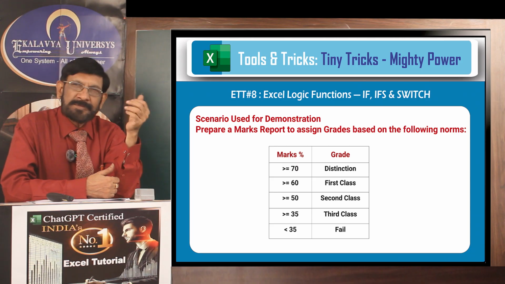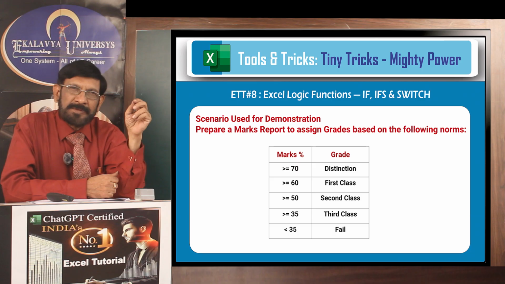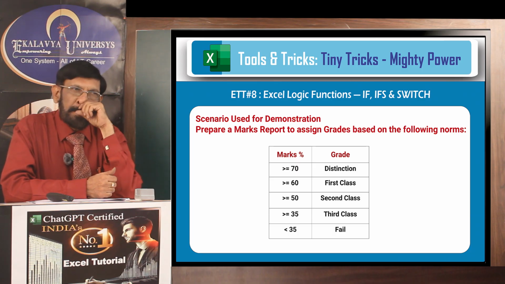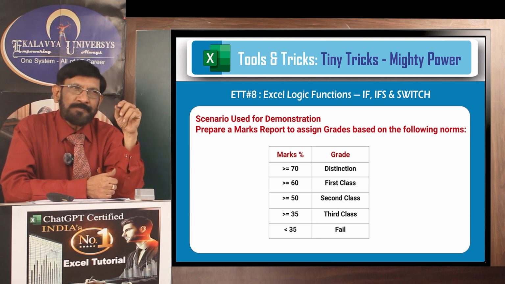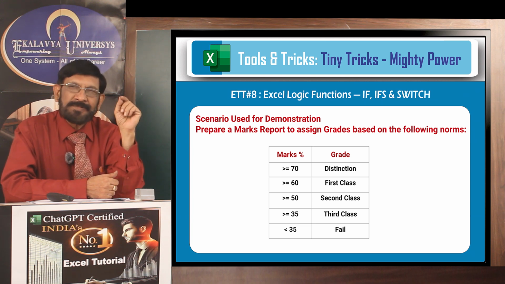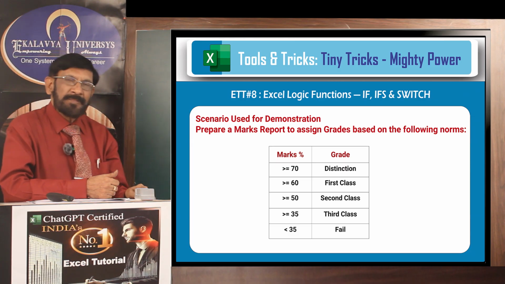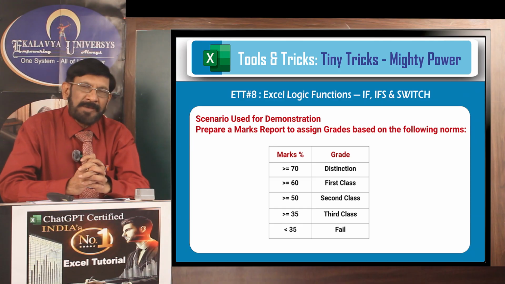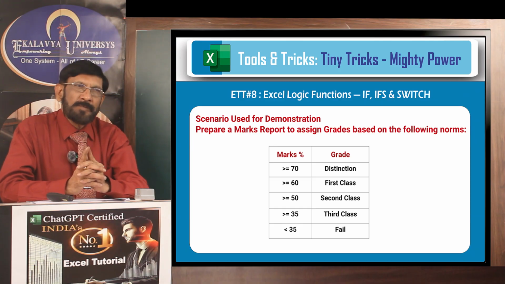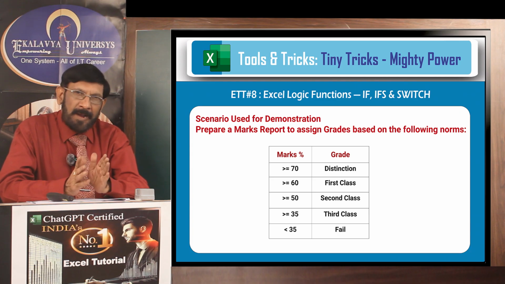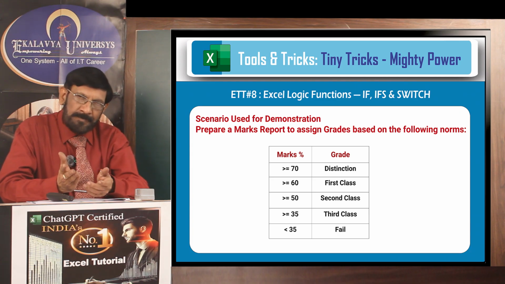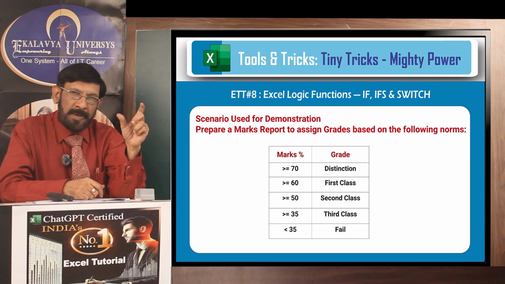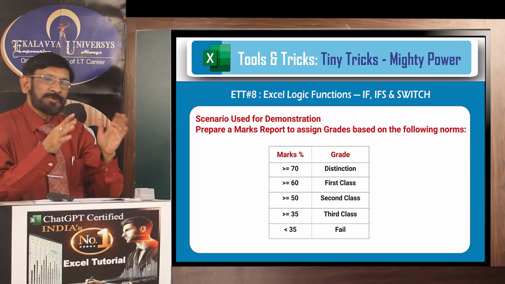For that purpose, you see this table: 70% or more, that means 70 to 100, distinction. Thereafter, 60% or more, that is 60 to 69%, first class. 50% or more, 50 to 59%, second class. 35% or more, 35 to 49, third class. And else, the last one, below 35%, fail.